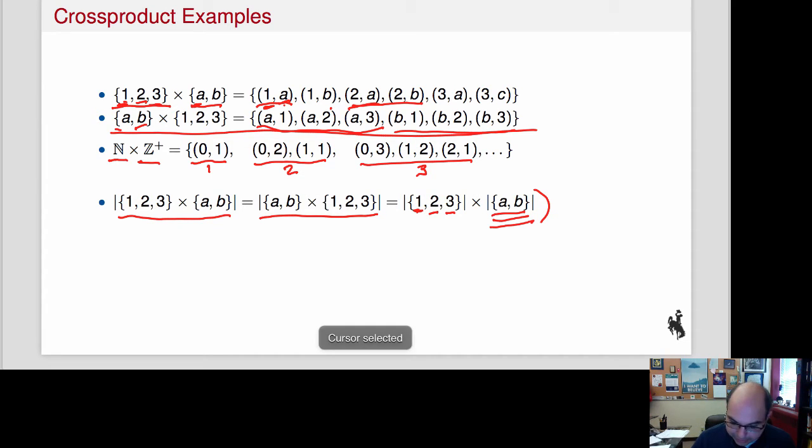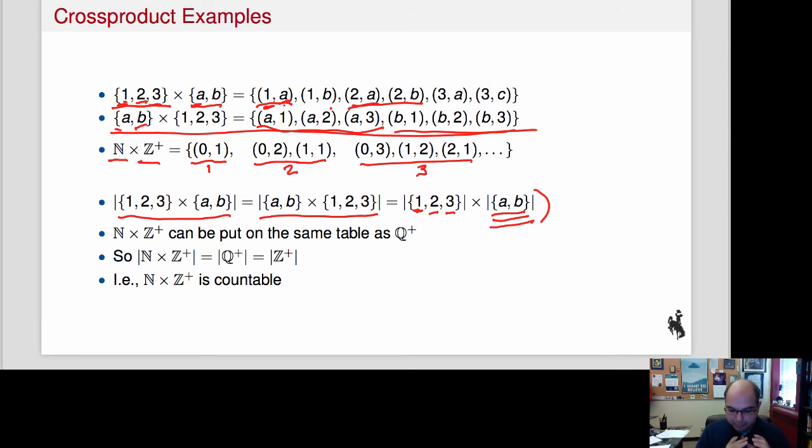Let's see. What else do we have? N cross Z plus: can that be put in the same table as Q plus? Actually, yes. Why is that? We know that Z plus has the same cardinality as N, and N cross N, because it's numerator, denominator. And I can go to the numerators and have N cross N, because that has the same cardinality as Q. So actually this is all the same cardinality.